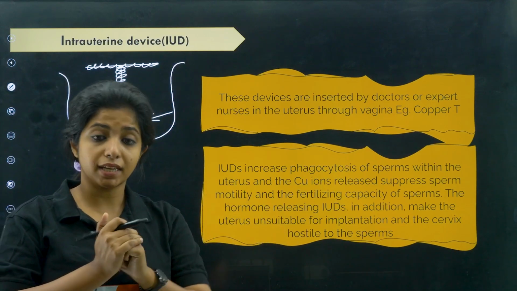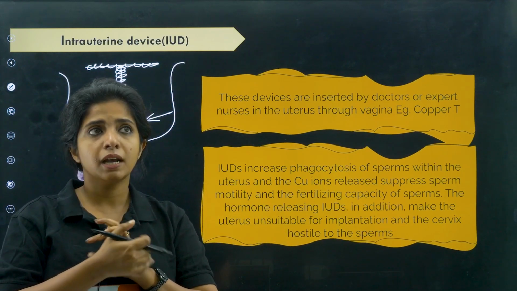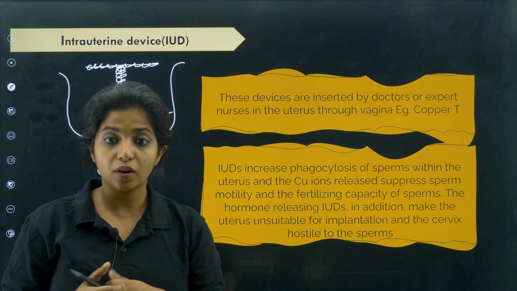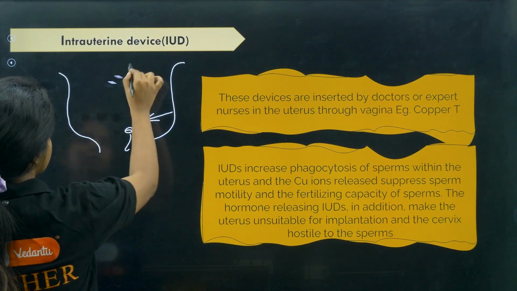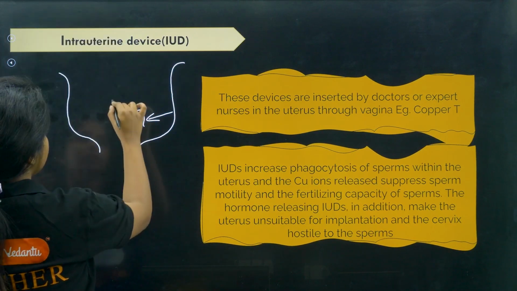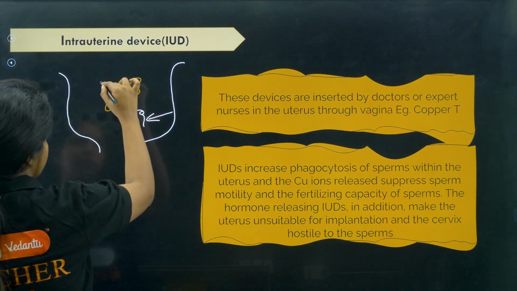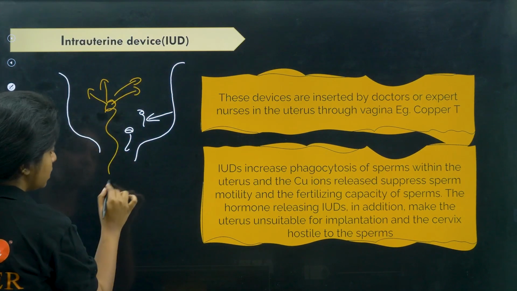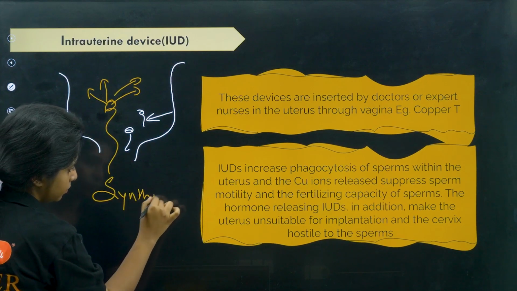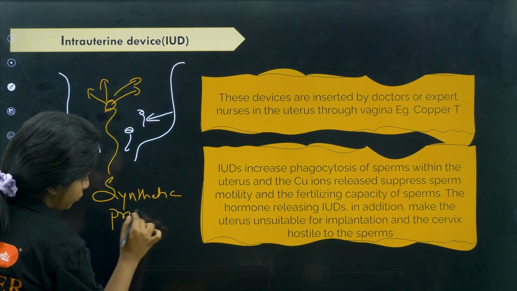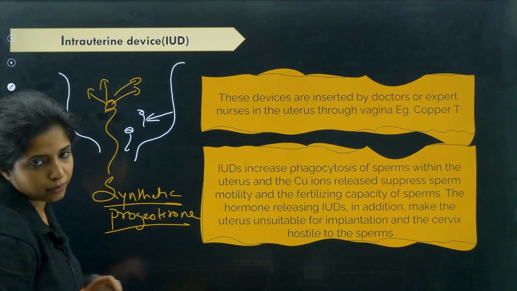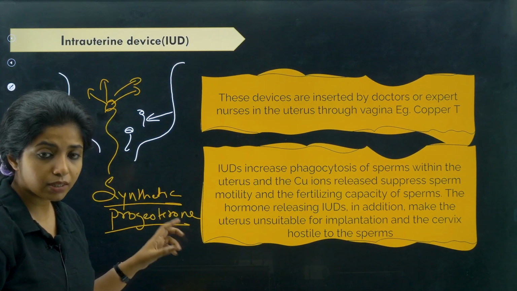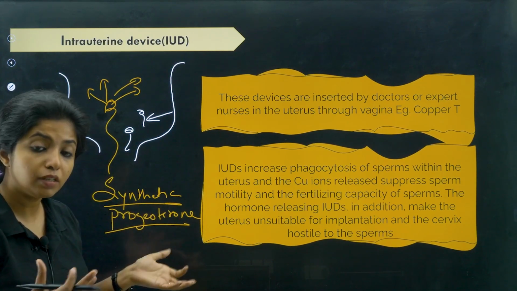Now the next intrauterine device is hormone mediated. Hormone releasing intrauterine devices. These are inserted and they release hormones, my dear children. So what hormones? Synthetic progesterone. Usually we need progesterone for fertilization and everything to happen. But over here this is synthetic. Synthetic as in this is not naturally made, this is man-made.